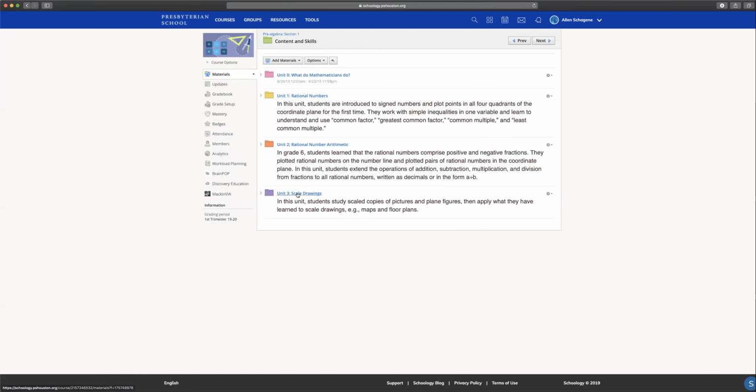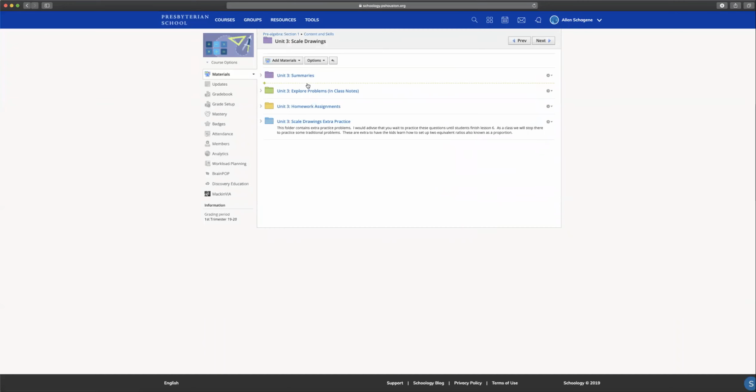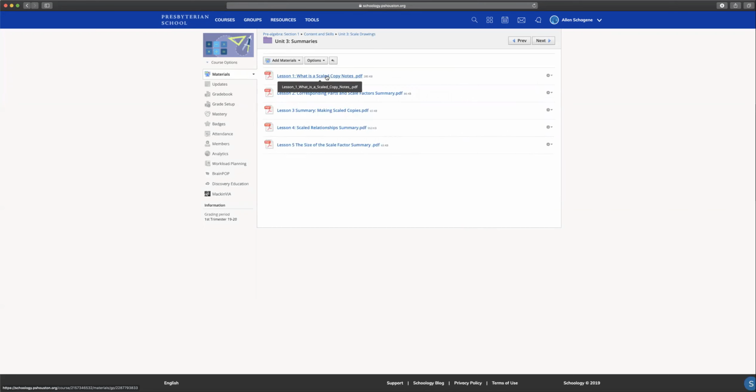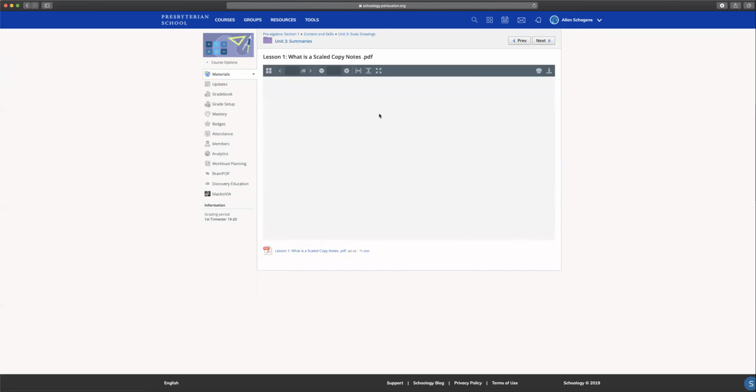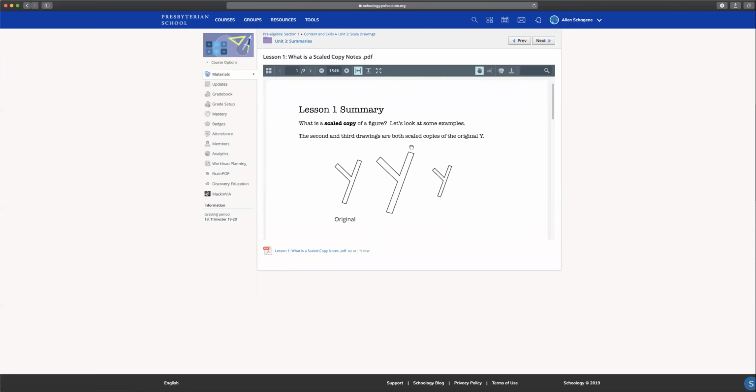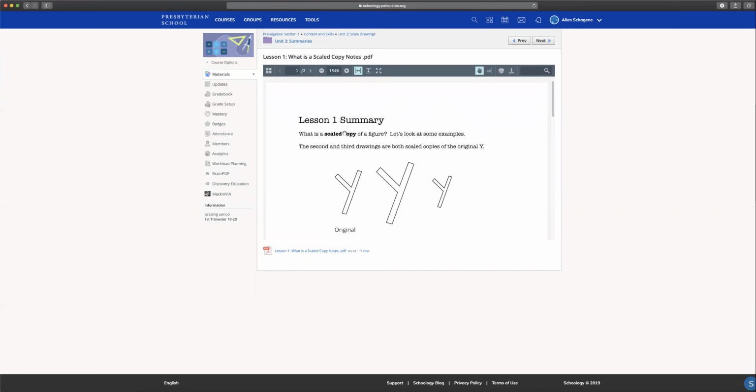So we're on unit 3, which is going to be scale drawings. If you open this, you're going to have a couple of folders inside. You have summaries. The summary is at the end of every lesson, a summary of what the kids are supposed to take away, the big idea for the day. So this will be the lesson 1 summary.